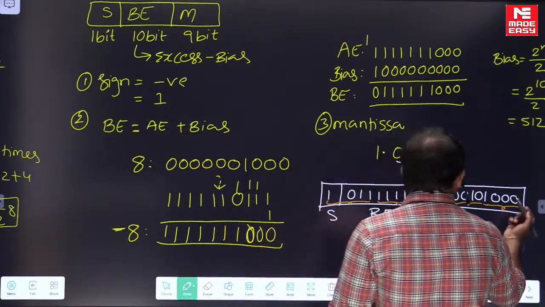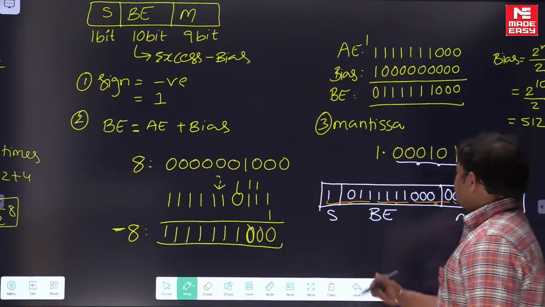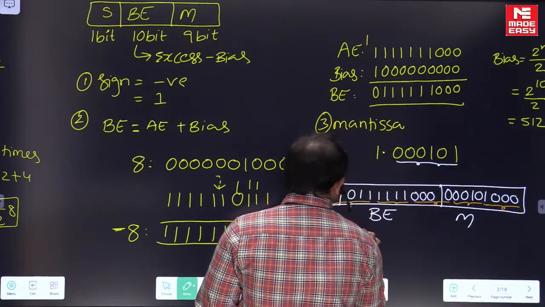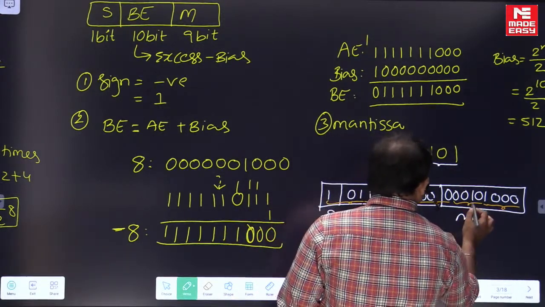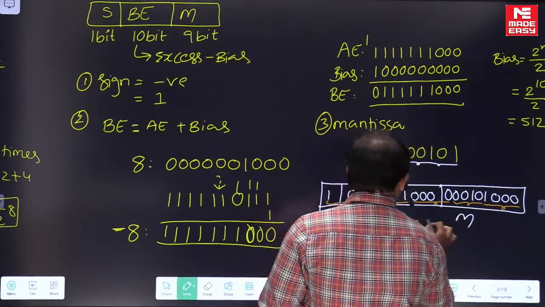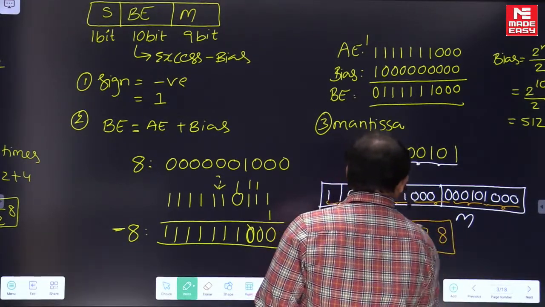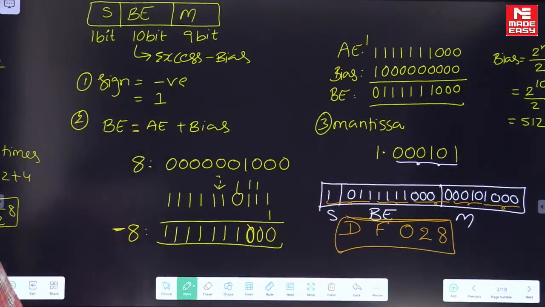What is the answer? 1 0 1 1, that is D. F 0 2 8. This is the answer. All the students have given the answer as C.